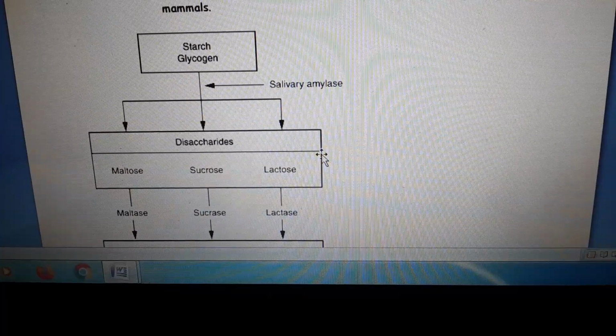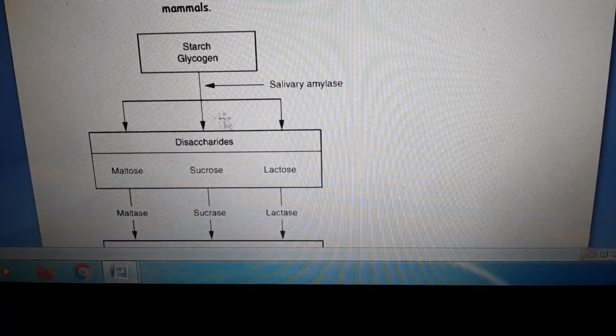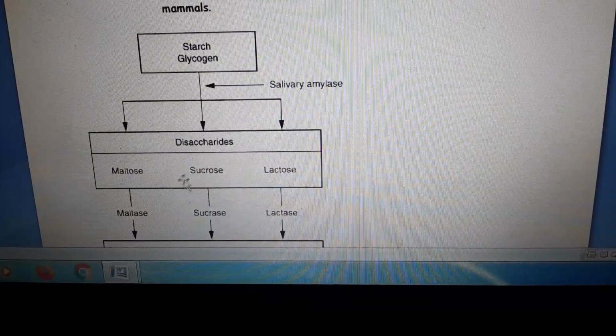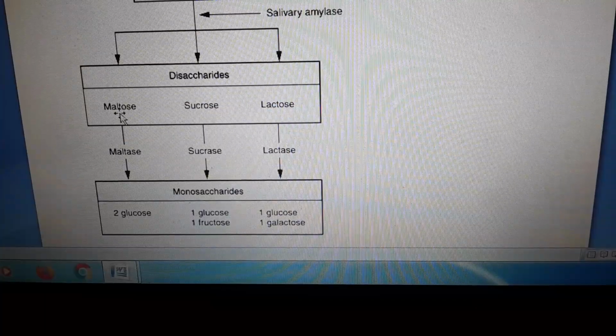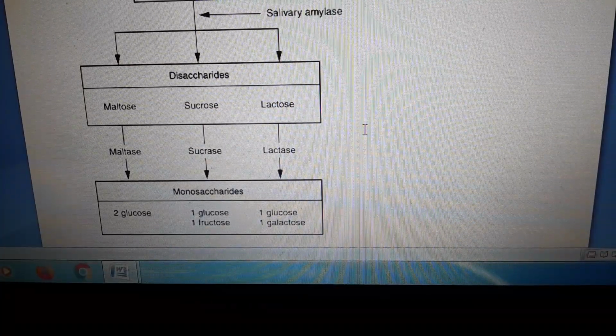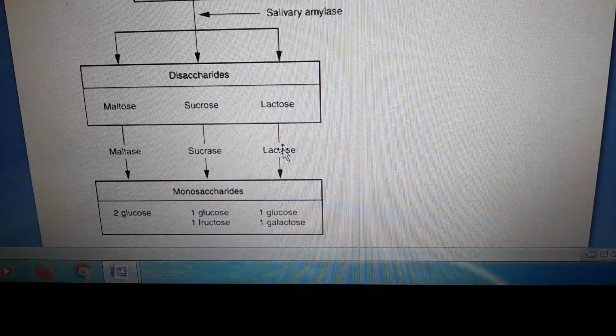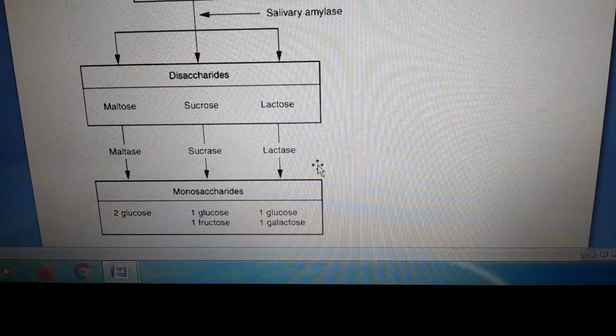Now we go through this flowchart. In the mouth the salivary amylase acts on the starch and glycogen to break it into the disaccharides. These disaccharides are maltose, sucrose, and lactose. And then in the intestine, the enzymes, that is maltase, sucrase, lactase, act upon them.